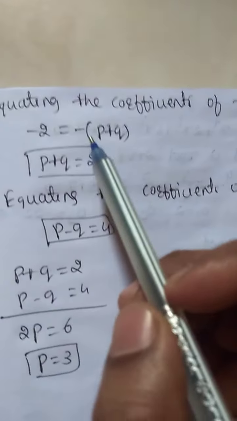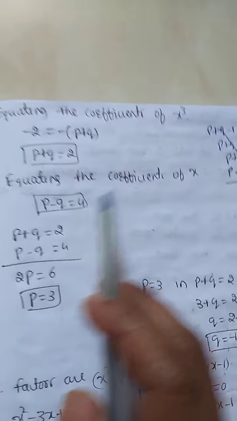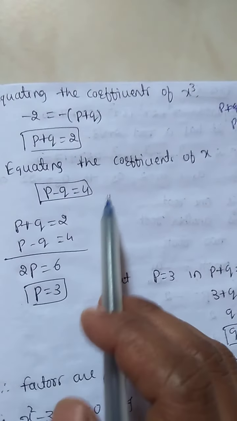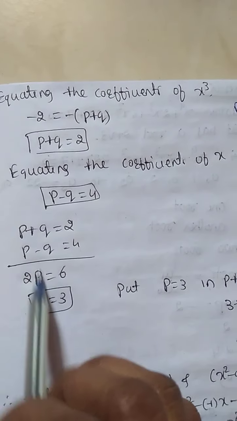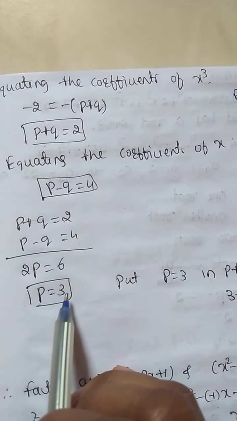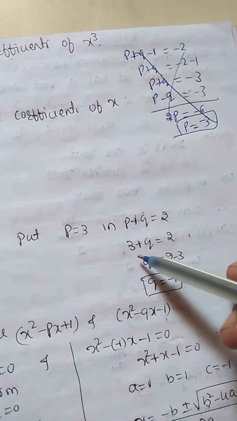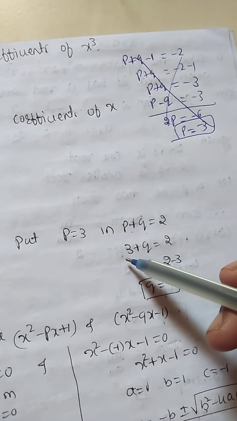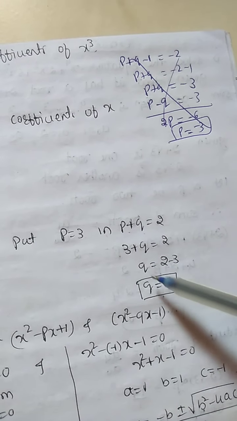Comparing the coefficient of x cube, minus 2 equals minus of p plus q, so p plus q equals 2. Equating the coefficient of x, p minus q equals 4. p plus q equals 2, p minus q equals 4. Adding, p plus p is 2p, q minus q cancel, 2 plus 4 is 6. p equals 6 by 2, 3. Put p equals 3 in p plus q equals 2: 3 plus q equals 2, q equals 2 minus 3, minus 1.